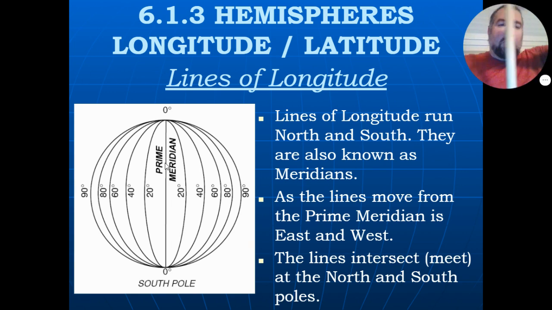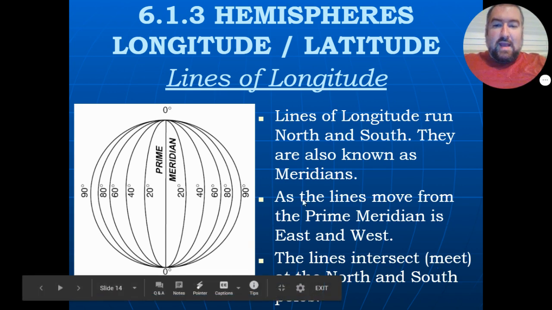So the prime meridian is the main meridian. All meridians run north and south, and as these lines move from the prime meridian to the east, then that means that they are called 20 degrees east, 60 degrees east. As they move to the west, 40 degrees west, 60 degrees west. Now, unlike the parallels of the lines of latitude, meridians all intersect. All of them meet at the North Pole and at the South Pole.